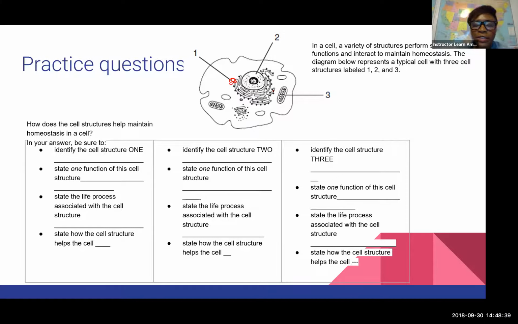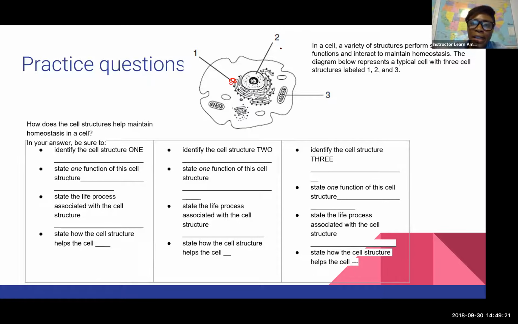So structure 1, think to yourself, do you remember what that is? Structure 1, you should have guessed, was our ribosome. The function of the ribosome is protein synthesis. And so the life process that's associated with it is synthesis, taking simple substances and making something complex. We're going to see later that that structure is going to help in producing proteins for the cell and for the organism. Okay, good.